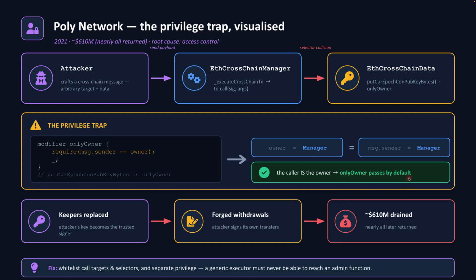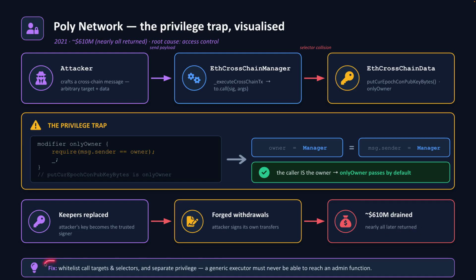Once this was done, the attacker replaced all the keepers. The attacker's key becomes the trusted signer. Then the attacker forged withdrawals, that is, it signed its own transfers, and by doing so, they drained approximately $610 million from the Poly Network contract. Nearly all were returned later, and that hacker in the crypto community is known as the white hat hacker.